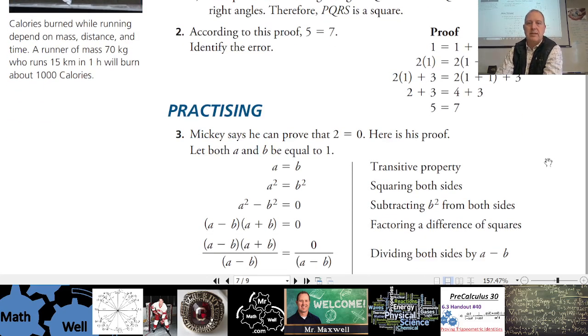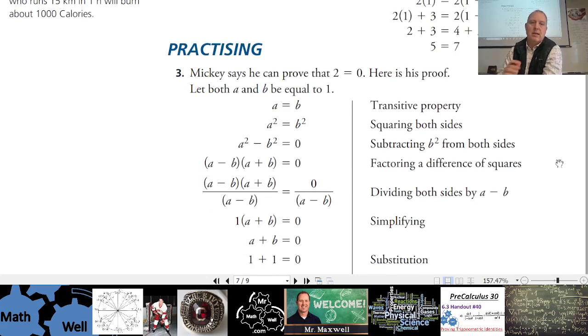All right. Let's do number 3. Mickey says that he can prove that 2 equals 0, and here is his proof. We're going to let A and B both be equal to each other and both be equal to 1. So A, which is 1, is equal to B, which is also 1. Keep that in mind. Now, what has he done here?